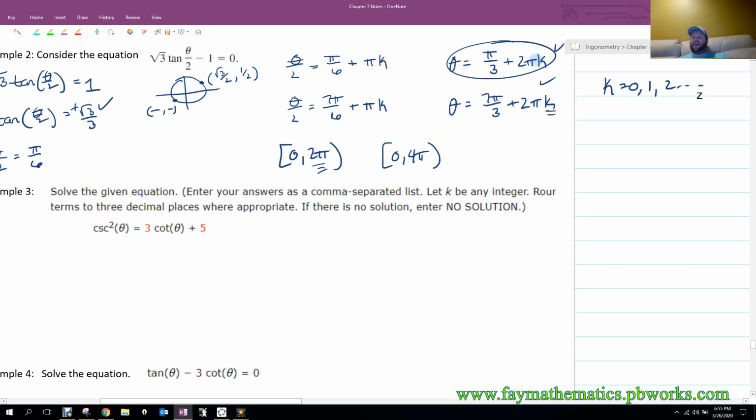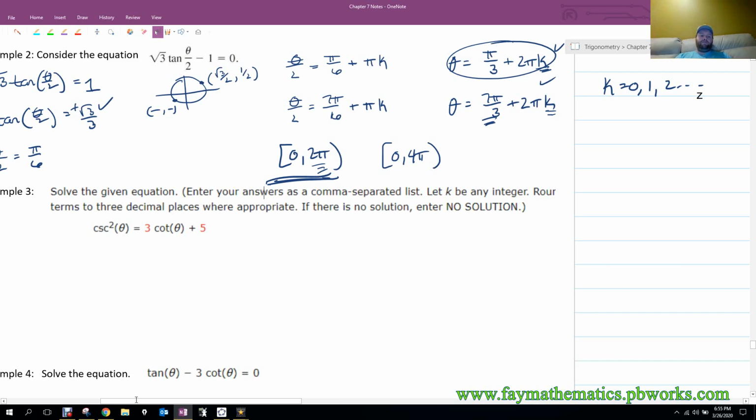Then I would say, okay, well, what if k is 1? Does this one give me a solution between 0 and 4 pi? And if k is 1, it does. That actually gives me 7 pi over 3, which is that answer there. So you just gotta work with it, substitute k values, get a result, and see if that result meshes with the restriction that they're providing you for the domain for your answers.